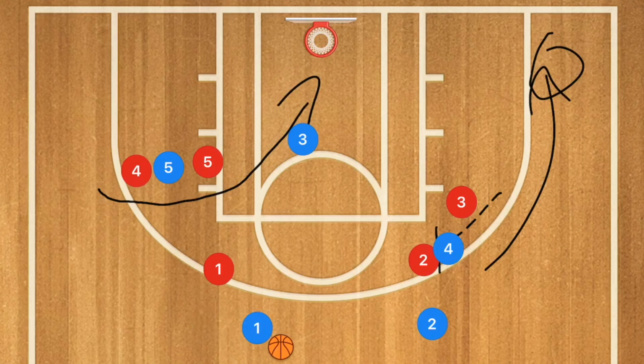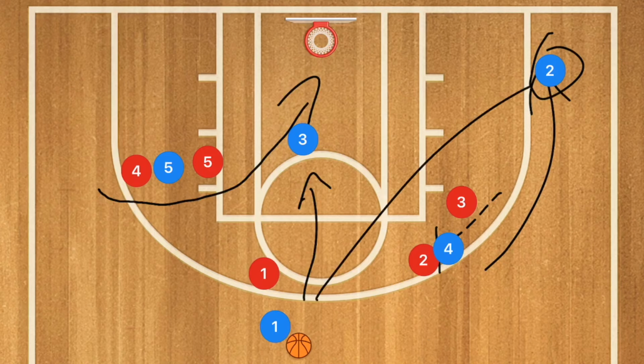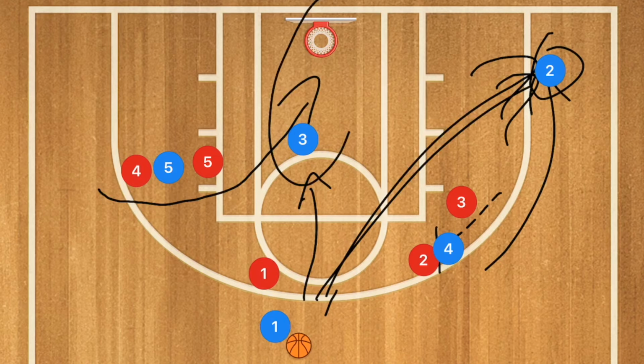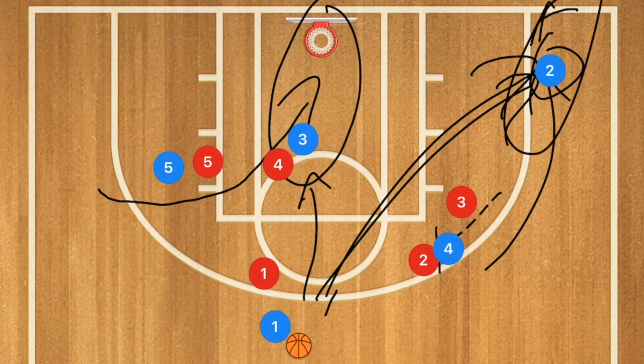Now player 1 has a few different options. He can either pass to player 3 for a layup, or he can pass to player 2, like a skip pass out to player 2 for a 3-point shot. Our number one option is player 3. However, our backup option, if we need a 3 or if player 3 is just covered, is player 2 out on that wing.